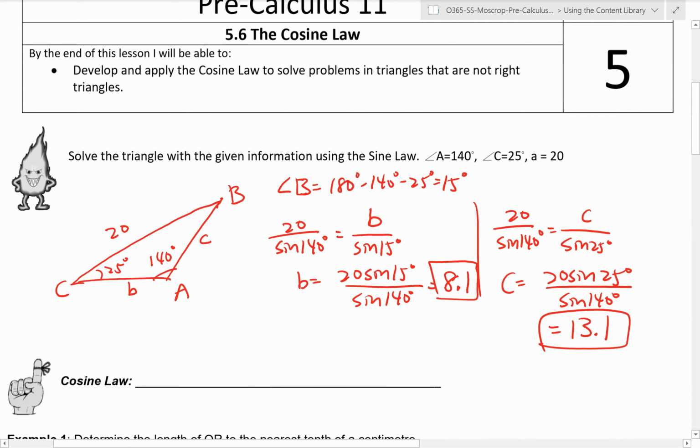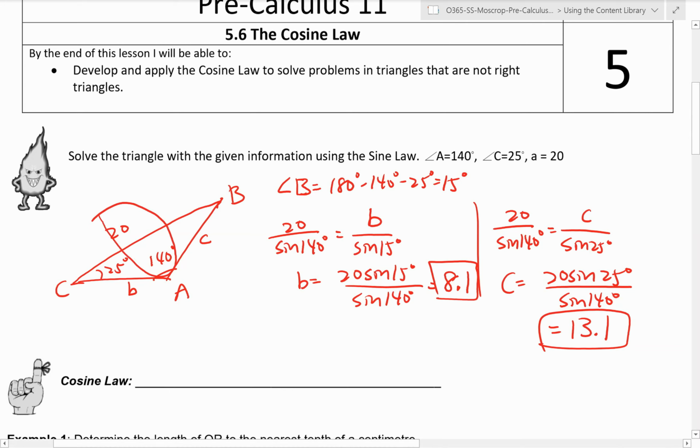Okay, so this is what you get. We can figure out what angle B is first by taking 140 degrees and 25 degrees away from 180. You end up with 15 degrees. Once you know angle B, you can solve for length B by setting up again the sine law equation. Cross multiply, you should get 8.1, and you can do the same thing with length C. Again, set up the sine law equation. You should get 13.1 for C.